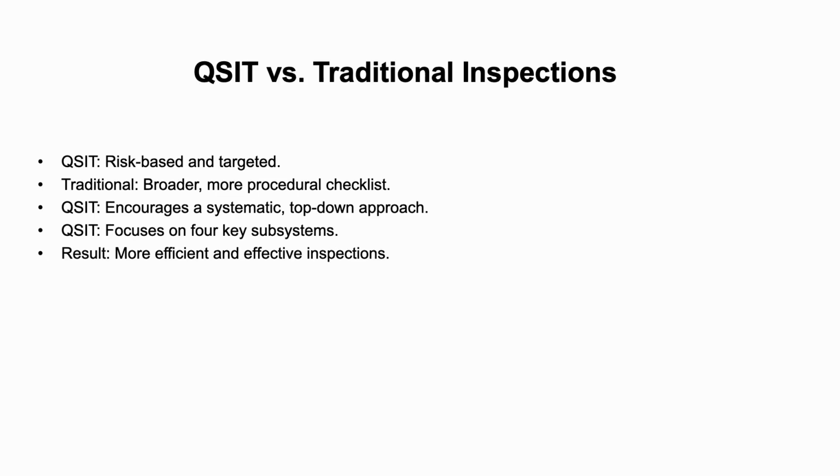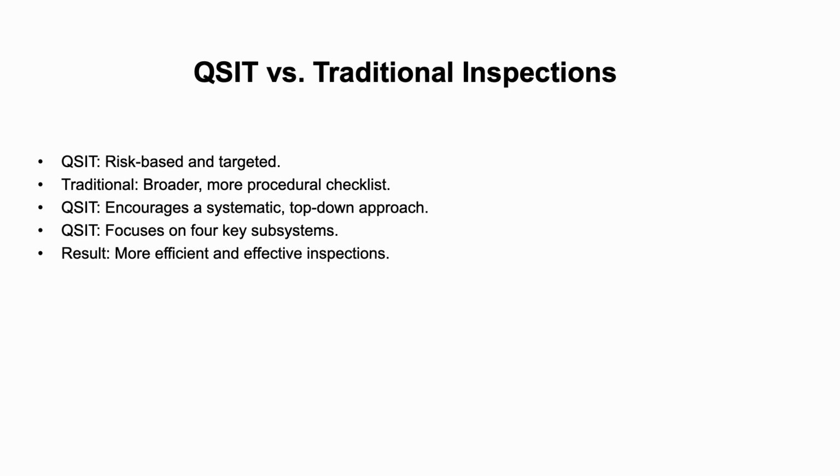To fully appreciate QSIT, it's helpful to compare it with traditional inspection methods. In the past, FDA inspections often followed a more comprehensive, checklist-style approach, where investigators would attempt to review every aspect of a manufacturer's operations. This was time-consuming for both the FDA and the company, and it didn't always focus on the most critical areas of risk.